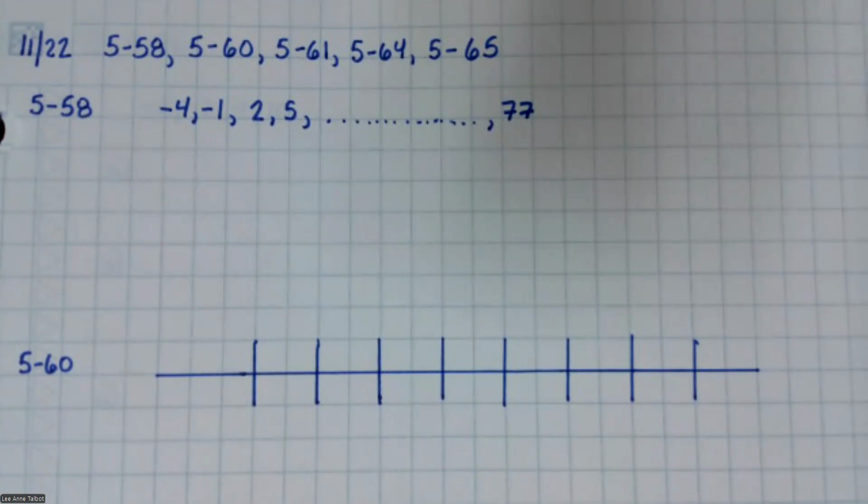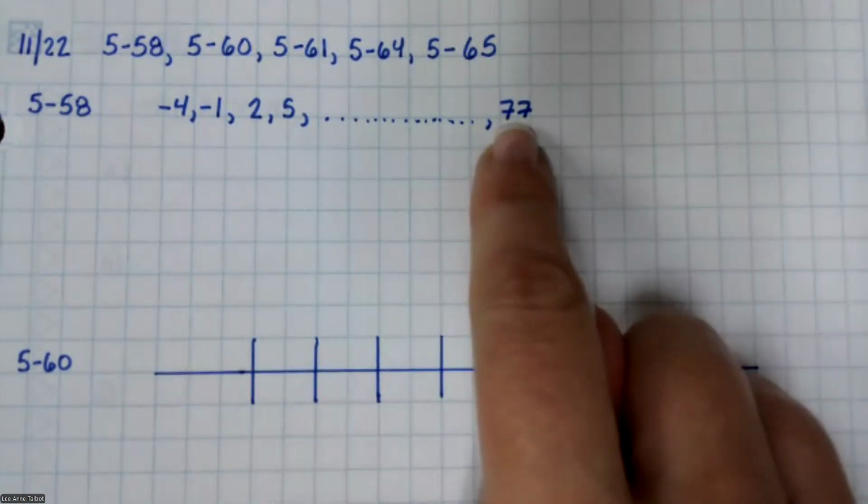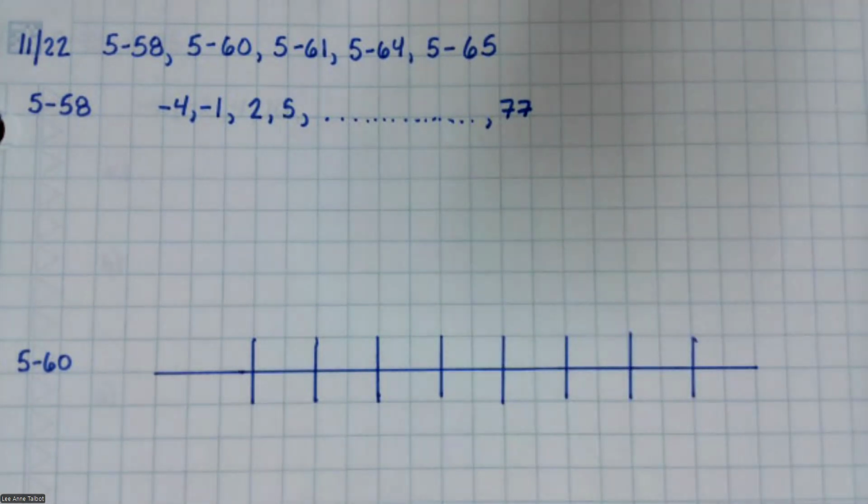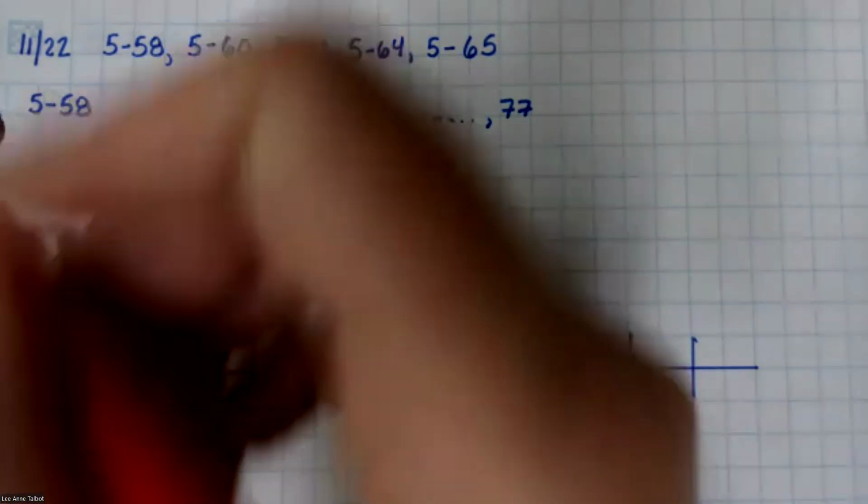Number 58. We're going to do 2 things in number 58. We're going to find the equation, and we're going to find out what spot 77 is in. So I'm going to use a different color here. You guys can use a different color if you want. You don't have to. But I'm going to label these things.